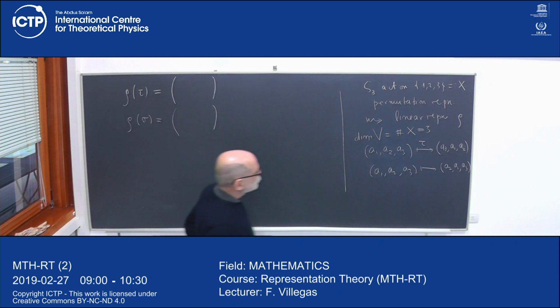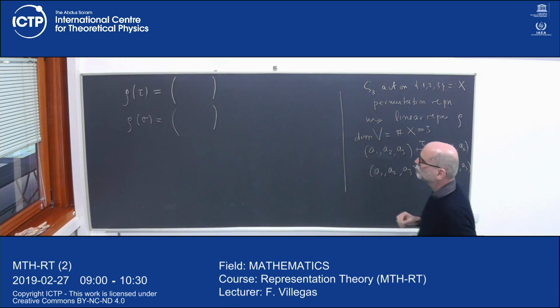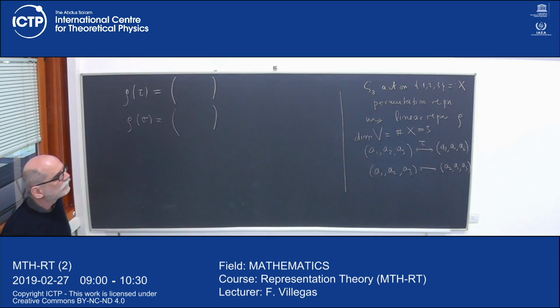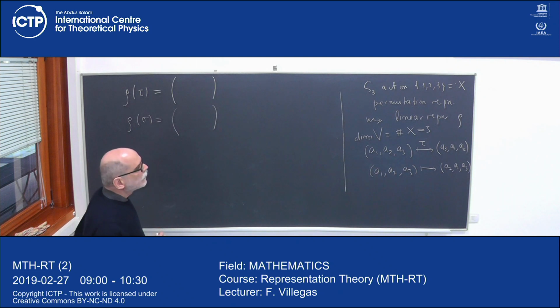Well, here we have what it does in terms of coordinates. So what's the matrix for tau? 0, 0, 1, the first row. 0, 0, 1. Is it easier to think of columns? What's the first column?